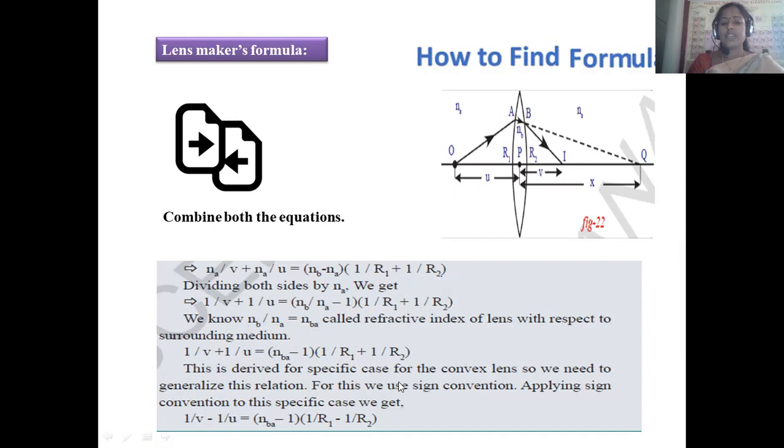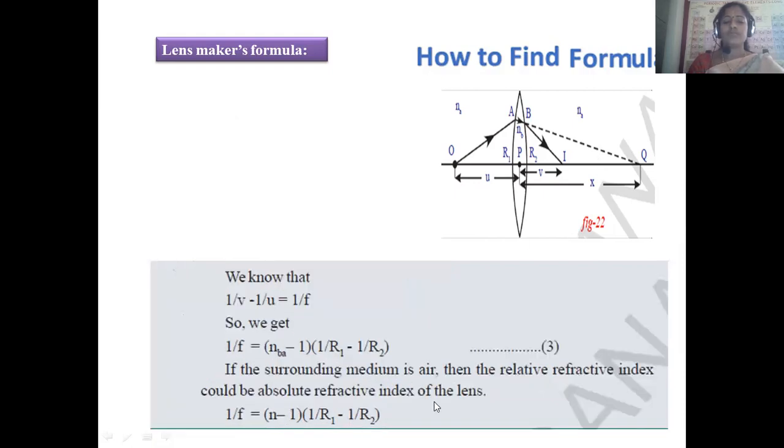This equation is derived for the specific case of the convex lens, so we need to generalize it. In order to generalize the equation, 1 by V minus 1 by U is equal to NBA minus 1, 1 by R1 minus 1 by R2. That is the equation.